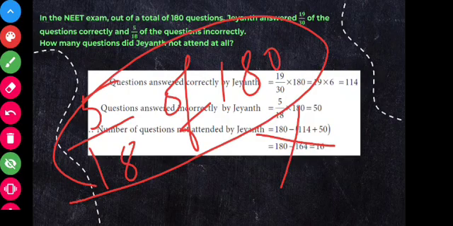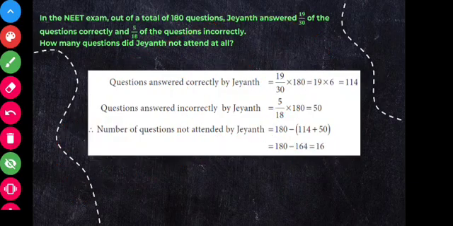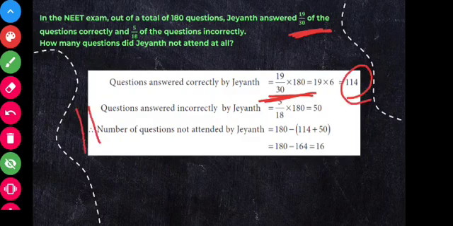To find the number of questions he did not attend, you have to find how many questions he attended first. Okay, so remember this, whenever you get the word "of" in mathematics, it is actually multiplication. So in the first part, 19 by 30th of the number of questions. Number of questions is 180. So 19 by 30 into 180, because "of" means multiplication. Okay, so 19 by 30 of 180 will give us 114. So he has attended 114 questions correctly.